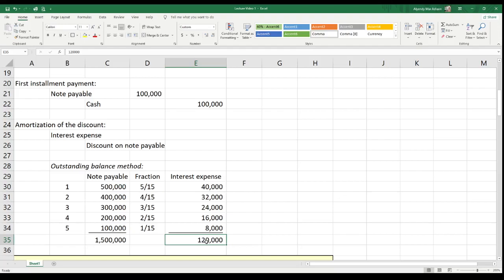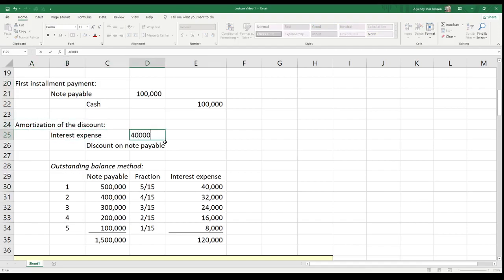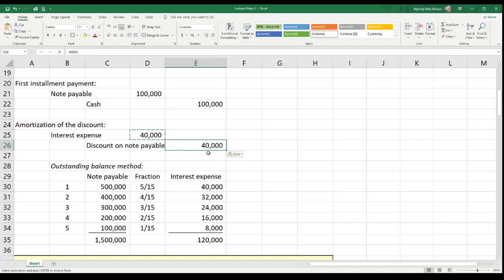Now, this 120,000 is divided every year, and that is the result. So, since this is still the first installment payment, in the amortization of the discount, our interest expense would be 40,000 pesos.